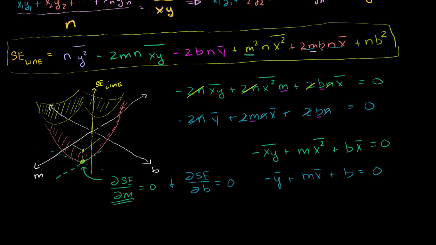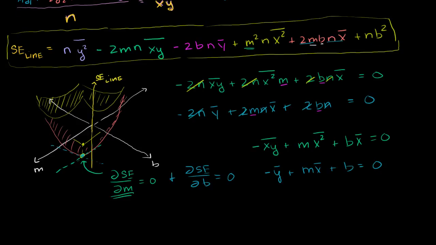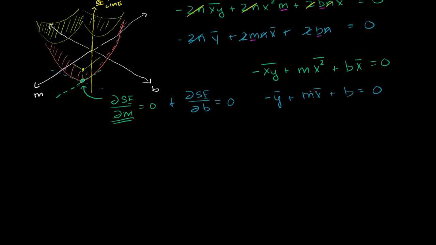So if we find the m and the b values that satisfy this system of equations, we have minimized the squared error. And we could just solve it in a traditional way, but I want to rewrite this because I think it's kind of interesting to see what these really represent. So let's add this mean of the xy's to both sides of this top equation.